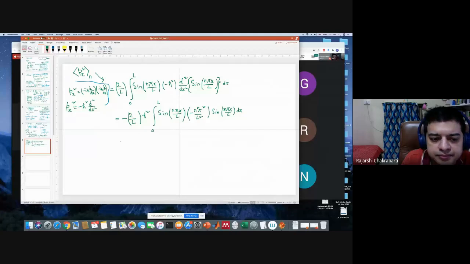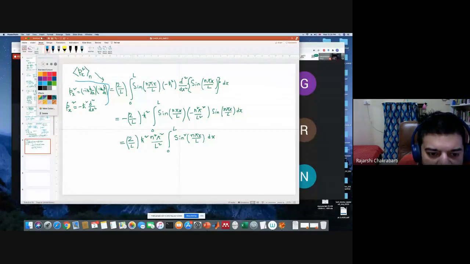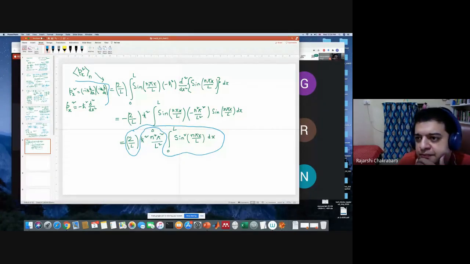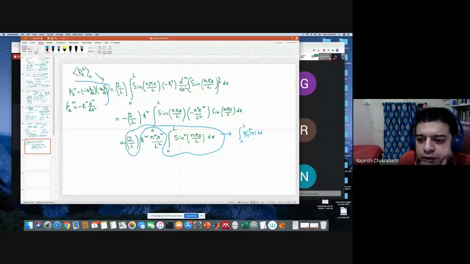So this minus I take outside. What I'm going to get outside is 2 by L into h cross square into n square pi square by L square. And then integral 0 to L of sine square n pi x by L dx. Now can anyone tell me what is the answer? See, I'll show you how to get the answer. If I take this 2 by L here and this integral, can anyone tell me what this integral is? This integral is nothing but 1, because it is sine square x dx from 0 to L, which is already normalized, equal to 1, isn't it?